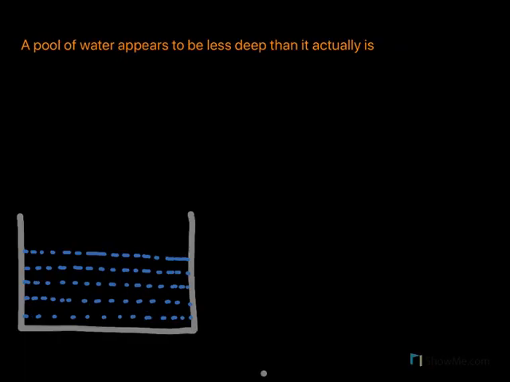A pool of water appears to be less deep than it actually is. So let us explain this phenomenon. We take any point on the floor of the water, and the ray of light emerging from this point will go a little bent. Here also, emerging from here, it will not go in this direction. Instead, it will go bent because of refraction. So now the light appears to come, if you trace back, from this position here.